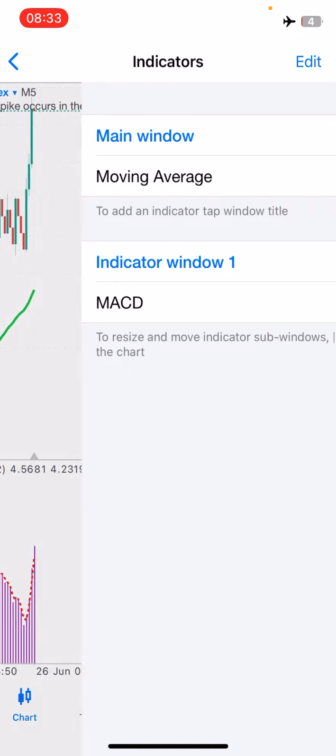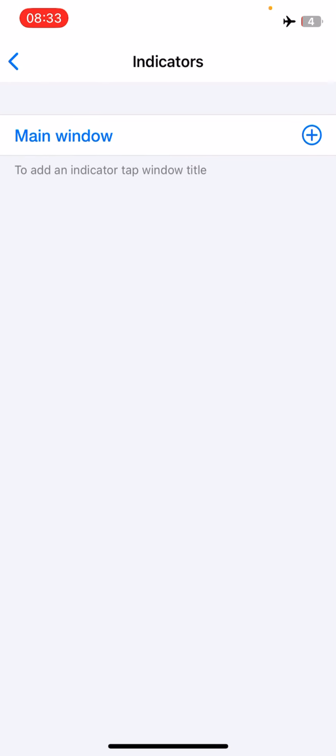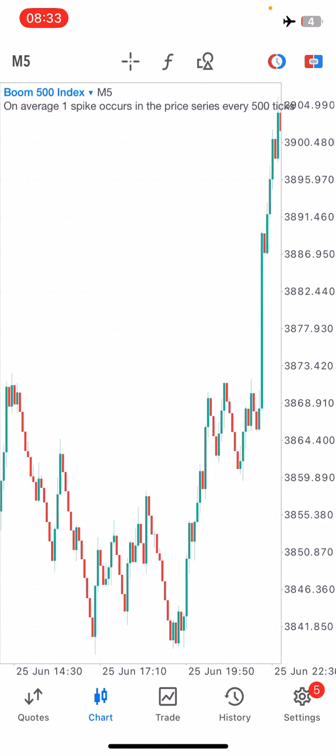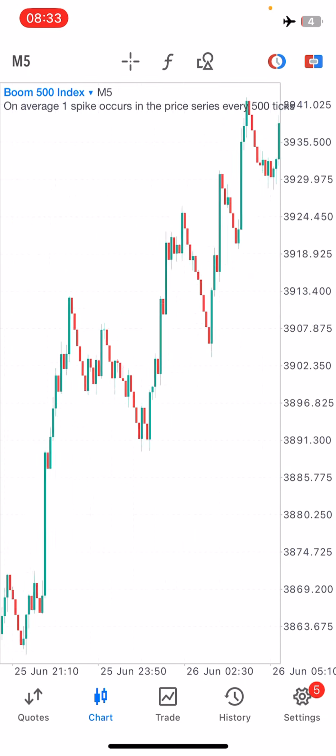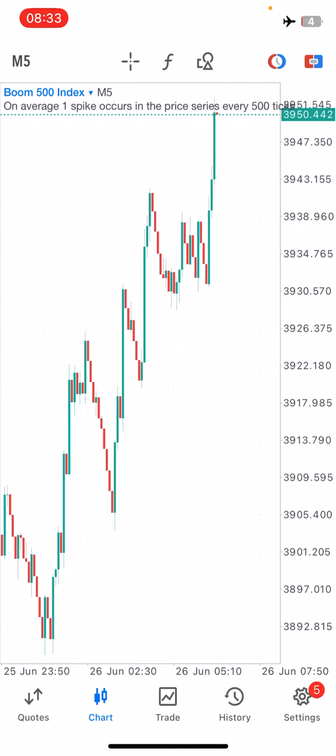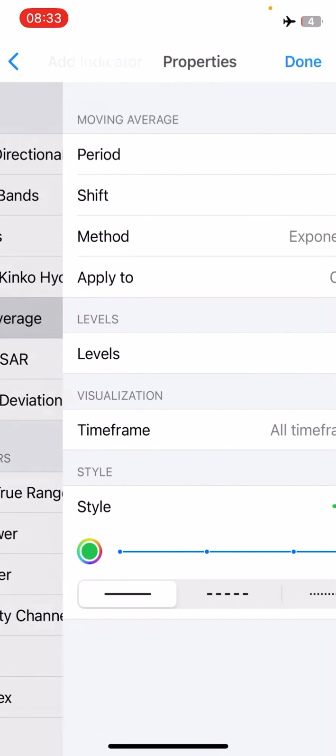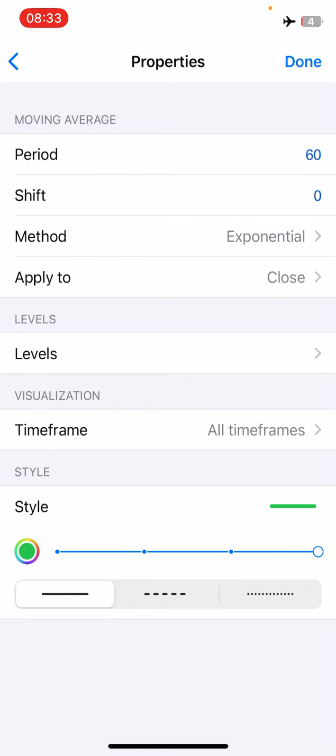Let me remove all these indicators, and as you can see, we're left with a blank chart. We're currently on Boom 500, and we're in a 5-minute time frame, like I said. The first indicator, as you saw, was a moving average, which had the following properties. We've got a period of 60, a shift of 0. The method is exponential, apply to close. There are no levels. And on time frames, make sure that you choose all time frames.